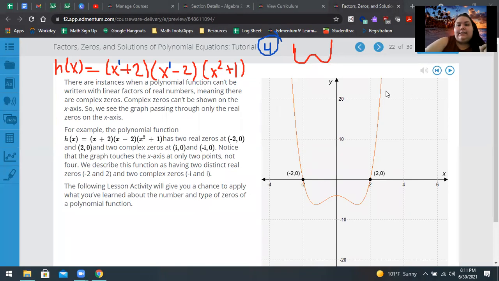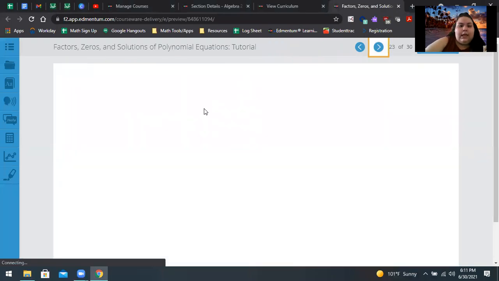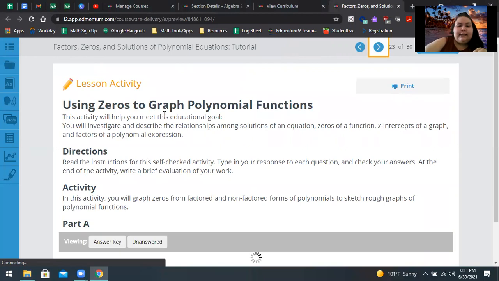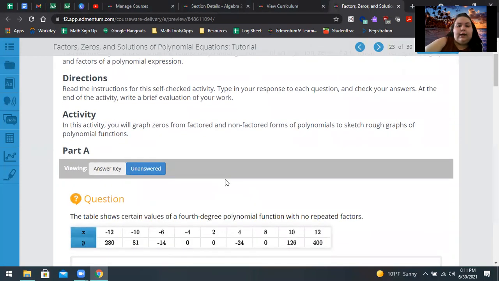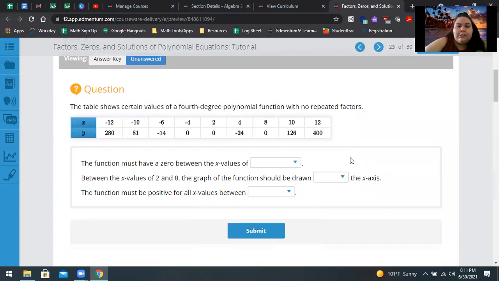So let's go ahead and take a look at this on slide 23. When it loads, let's take a look at the lesson activity together. As always, I'll help you set it up. Don't forget to pause the video, take notes, work on it, and test yourself before you look it over or we do the work together. So let's take a look at this one.